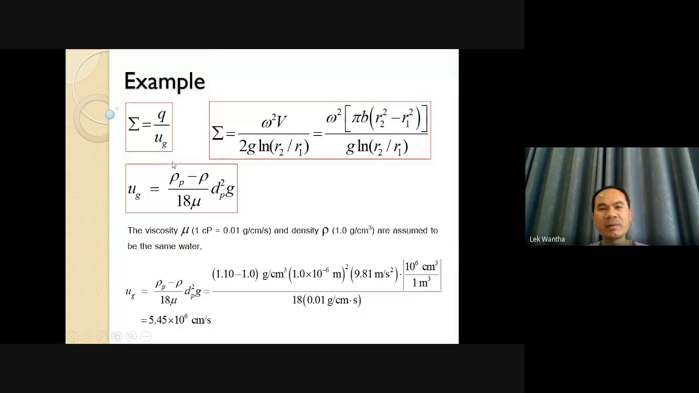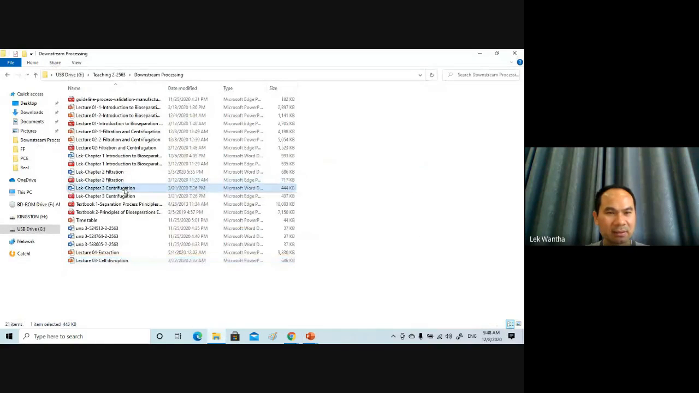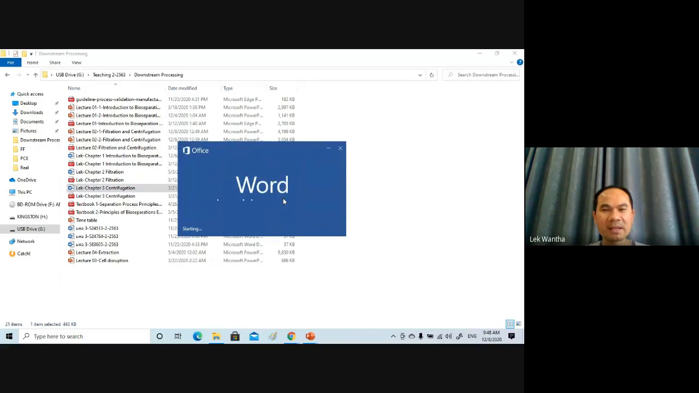Okay, from the equation we use sigma equal to Q divided by UG and sigma equal to omega square V. How to know what is this value? I forgot to show you. I show you in my lecture note already. I put it in the Google Classroom already. You can read from this lecture.